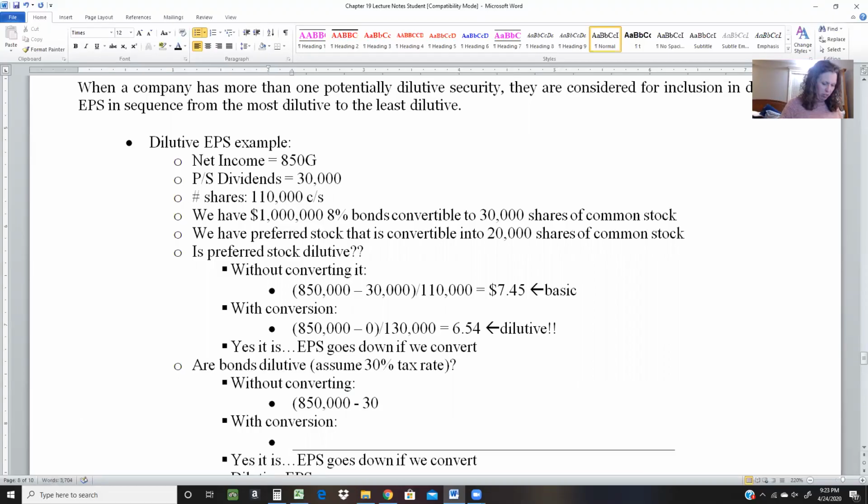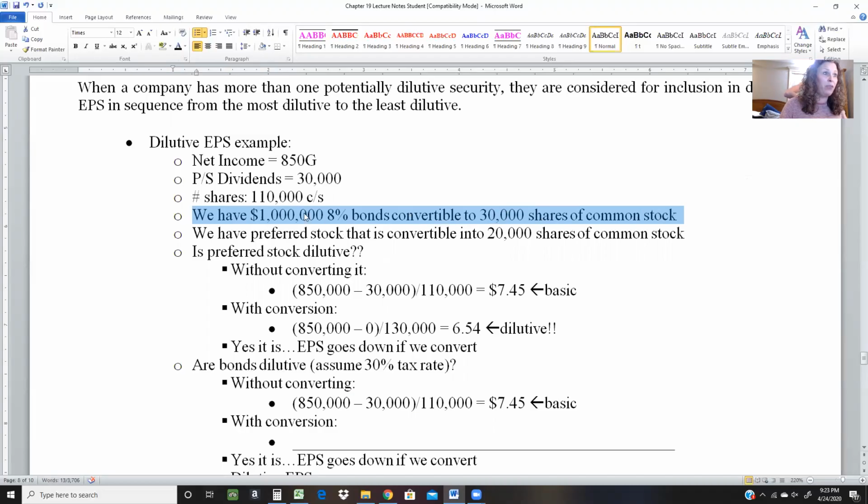850,000 minus 30,000 divided by 110,000 shares. So my basic earnings per share is just like it was above, 7.45. So if we convert the bonds, we're going to assume all of the bonds are converted. So our downstairs is going to go up by 30. In the denominator, we're going to go to 140. Now we're looking at this independently.